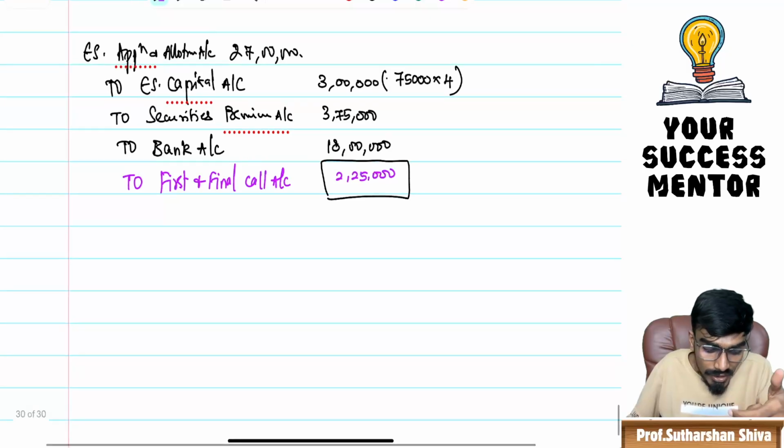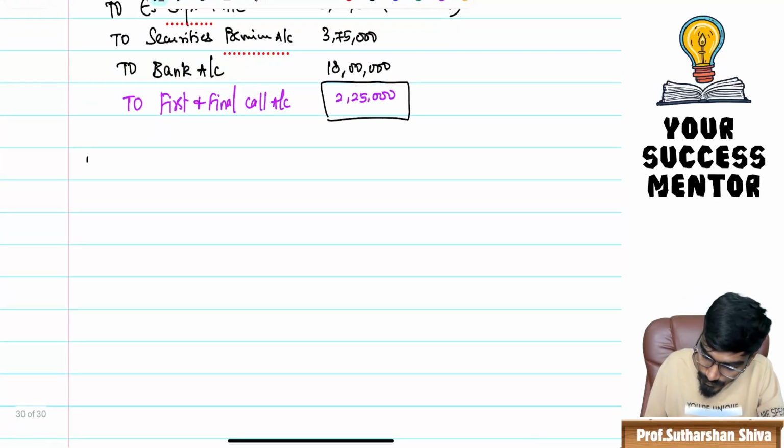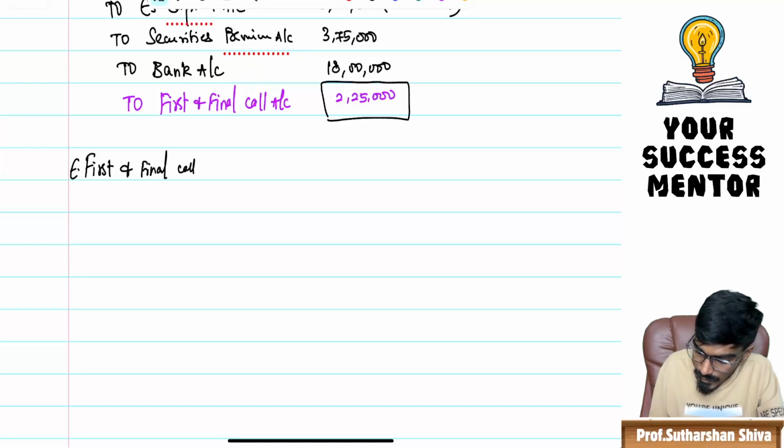Now actually which entry should I pass? First call entry I should pass. What is the first call due entry? First and final call account debit, equity share first and final call to equity share capital.